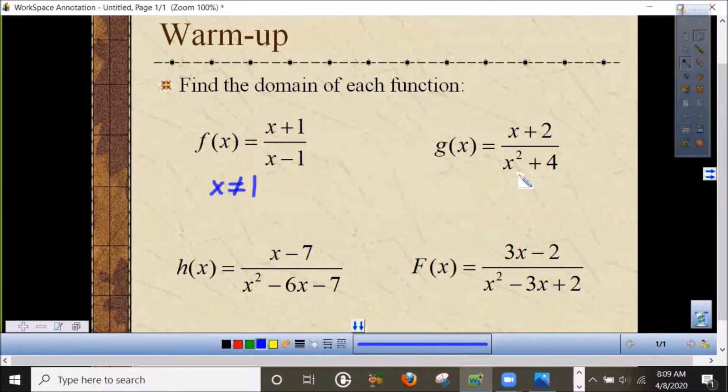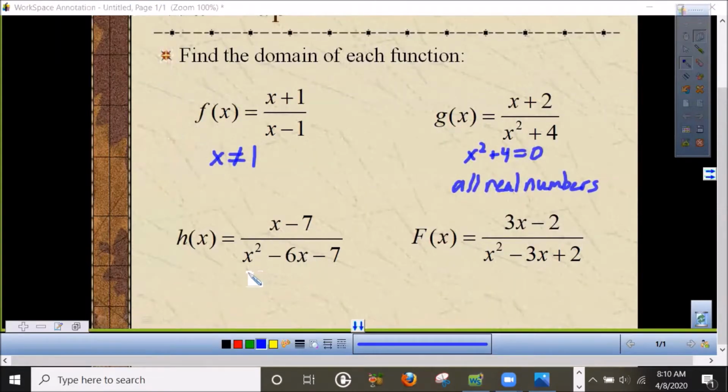Moving over here to g of x, we see the denominator is x squared plus 4. Well, if we try to make x squared plus 4 equal 0, there are no real numbers that would make x squared plus 4 equal 0. So the domain of this function is all real numbers.